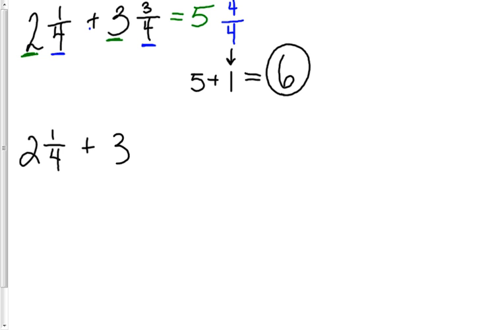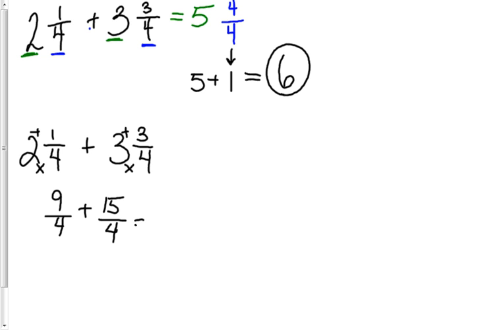Another way is to change the mixed numbers into improper fractions. And we do that by multiplying the denominator with the whole number and then adding the numerator. 4 times 2 is 8 plus 1 is 9/4. Plus, and now we do the same thing. 4 times 3 plus 3. 4 times 3 is 12 plus 3 is 15/4.